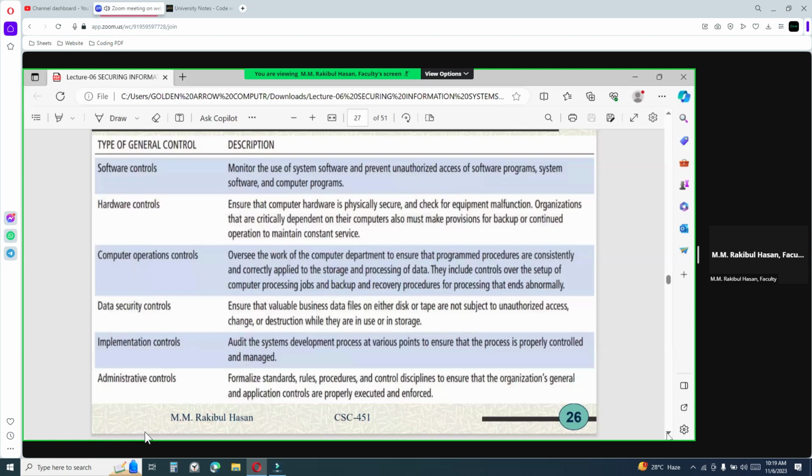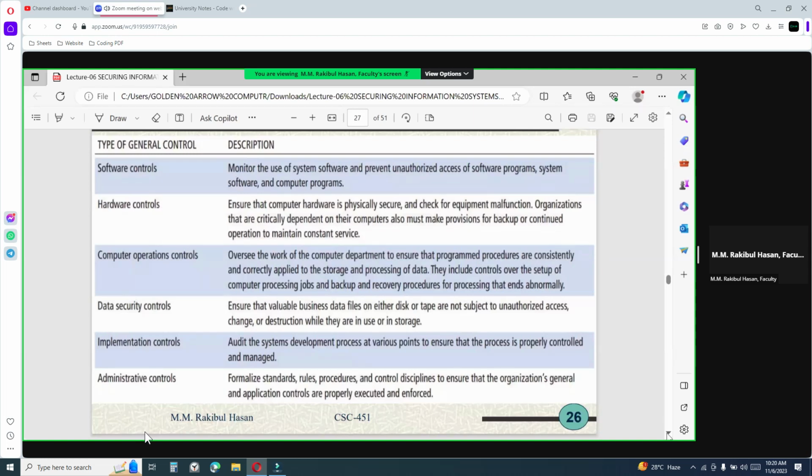Then data security control. Data security control simply indicates what? Security of the database. Whatever the information you are storing or placing into the database, you have to ensure the security of that information. That's why you can see, those who are the general user of the system, they do not have direct access into the database. Like, I'm the user of IB automation system, but I do not have direct access in that database, isn't it? So this is nothing but the data security control.